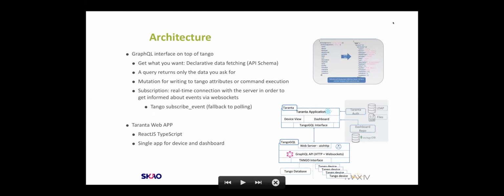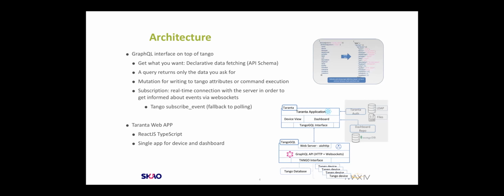So the main components of Taranta are these ones. On one hand, we have the Tango GQL, or the GraphQL interface on top of Tango. With this interface, the user interface explicitly asks for what it wants. In this small example, in the top right corner, you can see a query where we ask, on a particular Tango device and a particular attribute, for a set of fields that we want in the response.